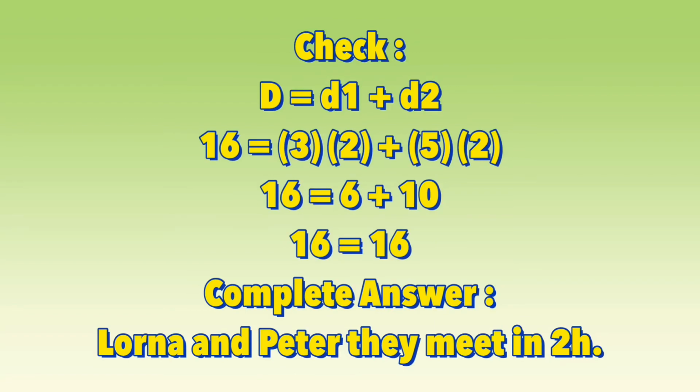So we are going to check: D equals D1 plus D2. 16 equals 3 times 2 plus 5 times 2. 3 times 2 equals 6, 5 times 2 is 10. So 16 equals 16, and so it becomes a true equation now. So therefore our answer is correct. Our complete answer: Lorna and Peter meet in 2 hours.